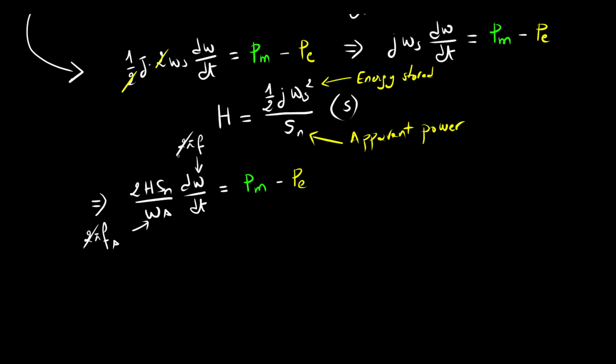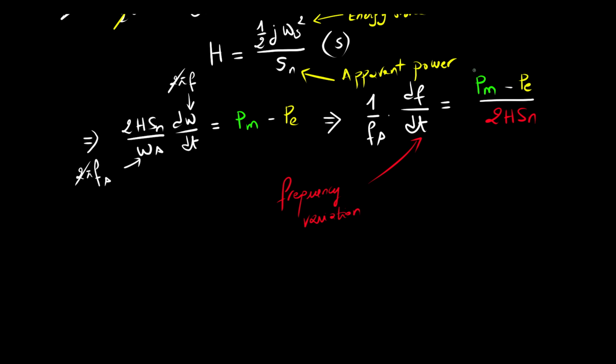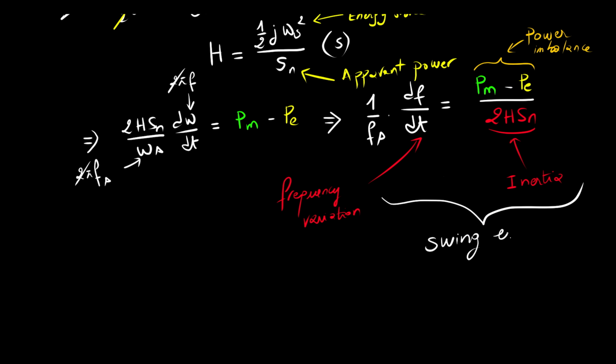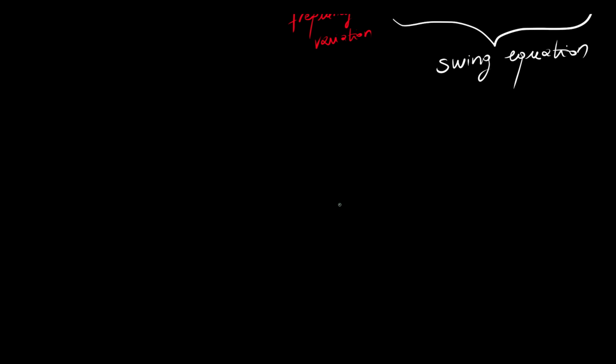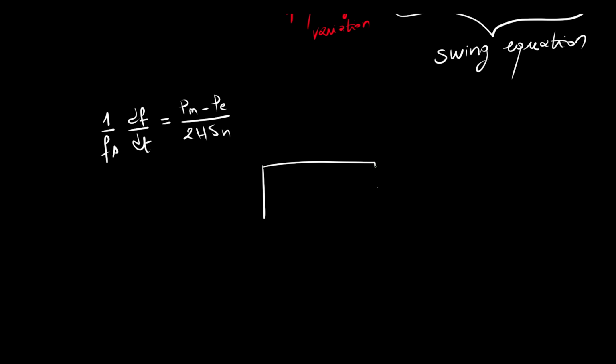Putting it all together, we get a beautiful result. The change in frequency is proportional to the power imbalance and inversely proportional to the system's inertia. This is known as the swing equation. It's deceptively simple, but incredibly important. The swing equation describes how a synchronous machine's rotor speeds up or slows down when there is an imbalance between the input and the output power. Think of it as the rotational version of Newton's second law.